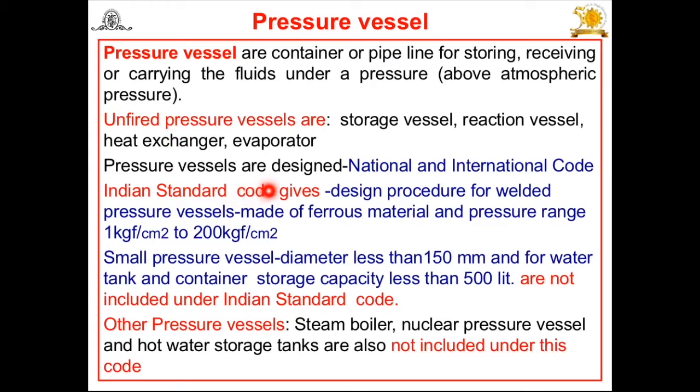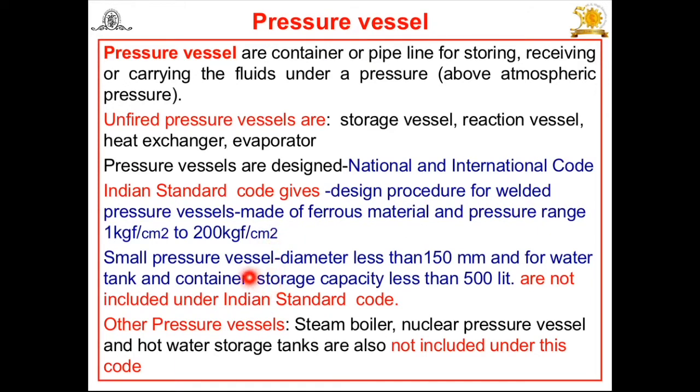Indian standard codes give guidelines to design the pressure vessels which are fabricated by using welded joints. And these pressure vessels are made of ferrous material and having pressure range 1 kgf per centimeter square to 200 kgf per centimeter square. As per IS code, we can design such a type of pressure vessels made of ferrous material and having this pressure range.